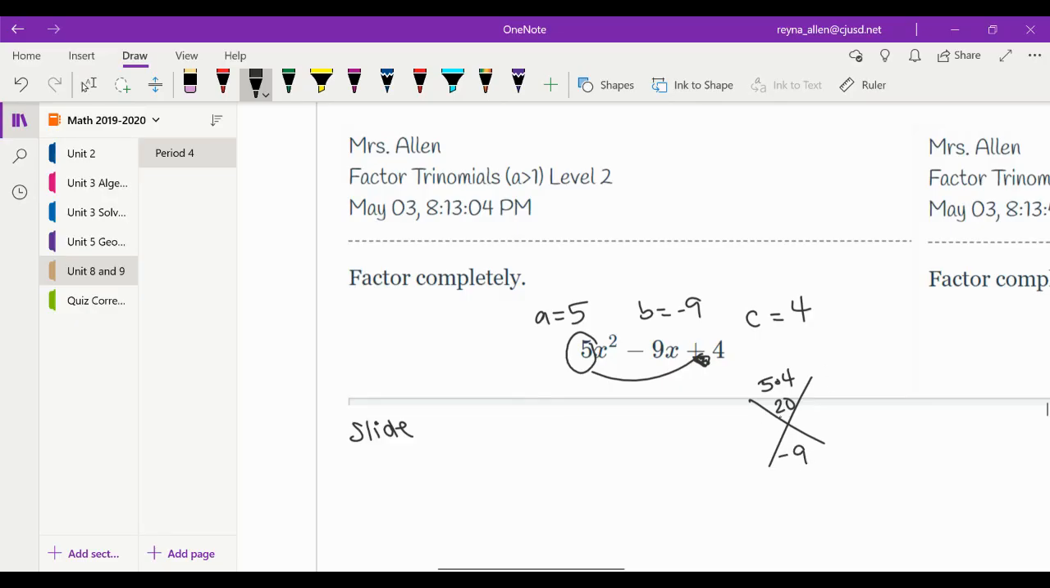Okay, so now I need multiples of 20. So let's see, what multiplies to give you 20? So we got 20 times 1. We got 4 times 5. We got 10 times 2.